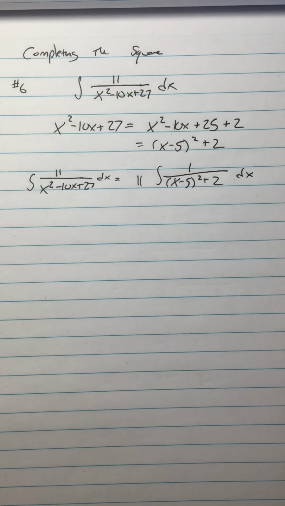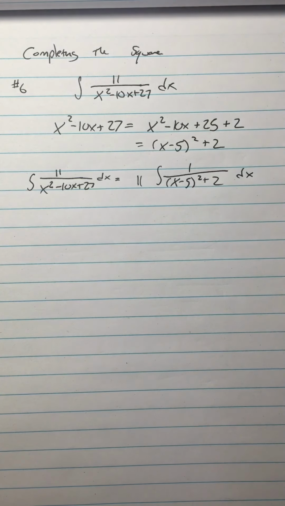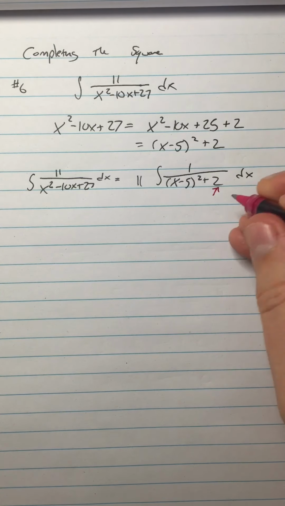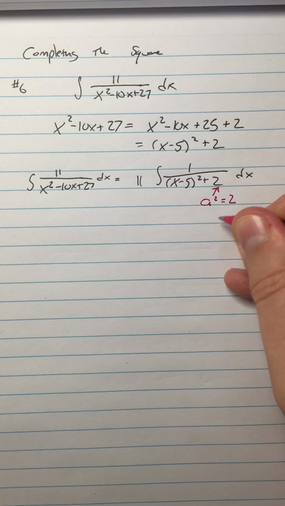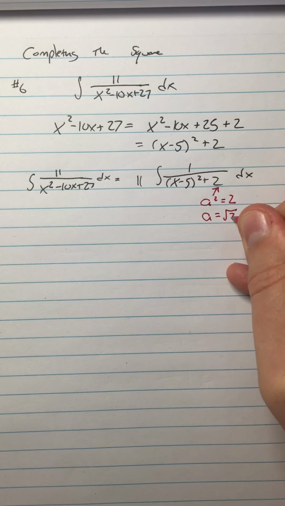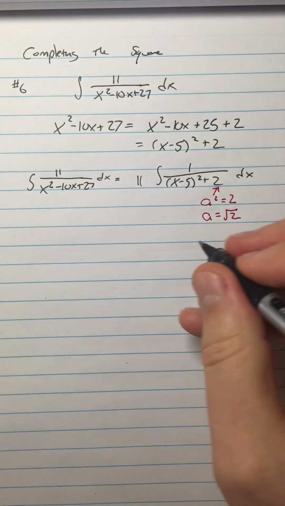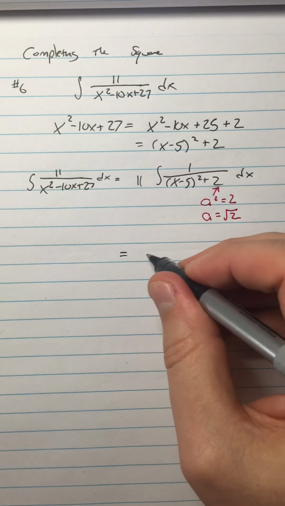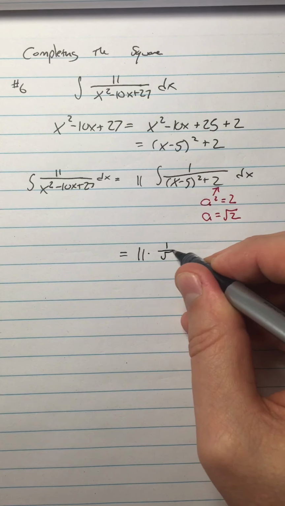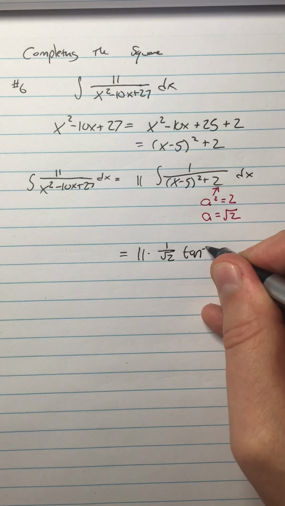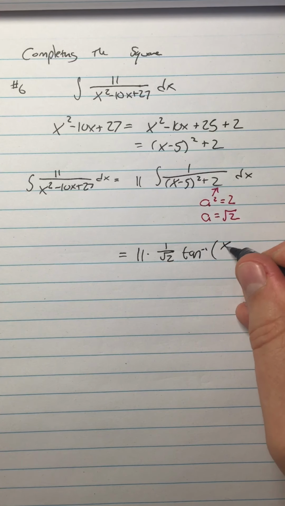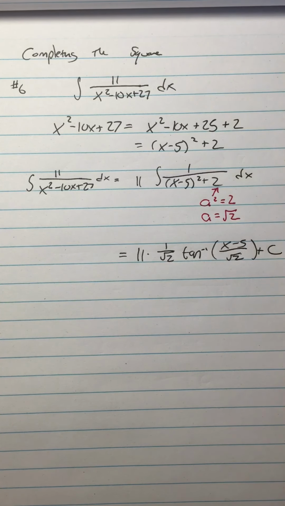Now, the tricky one on this is we have to take the square root of this number. Remember, this is not a, this is a squared. A squared is 2, so we have to take the square root of that, even if it's an irrational number. A is square root of 2. So then we just use that in our formula. This equals 11 times 1 over square root 2, inverse tangent of x minus 5 over square root 2, plus c. That's just using our standard formula that we just learned.